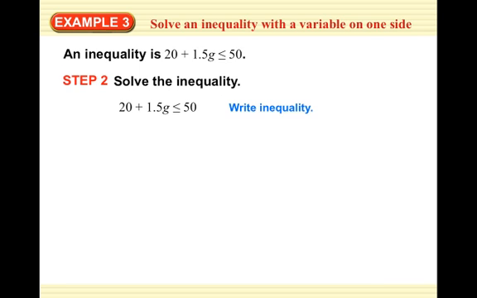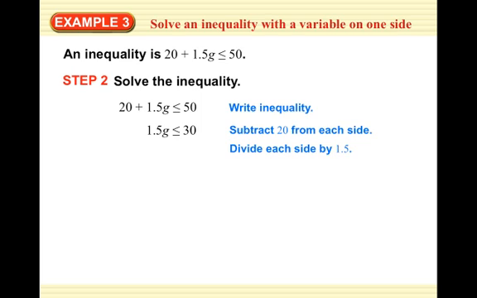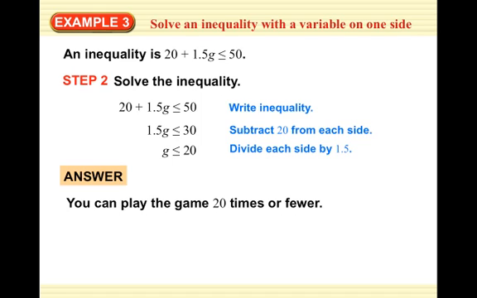All right, so you're going to write your inequality. 20 plus 1.5g is less than or equal to 50. All right, at this point, we're going to subtract 20 from both sides, and so you get 1.5g is less than or equal to 30. And then you're going to divide both sides by 1.5 because g is being multiplied by 1.5, so to undo that, you divide by 1.5. 30 divided by 1.5 is 20, so g is less than or equal to 20. So you can play the game 20 times or fewer. You get plenty of money to do that.